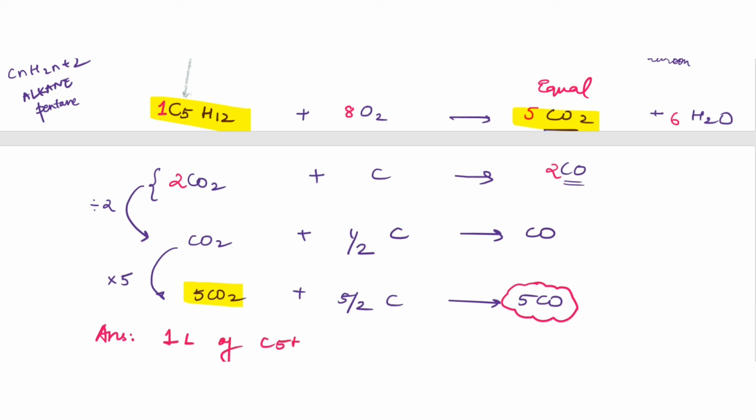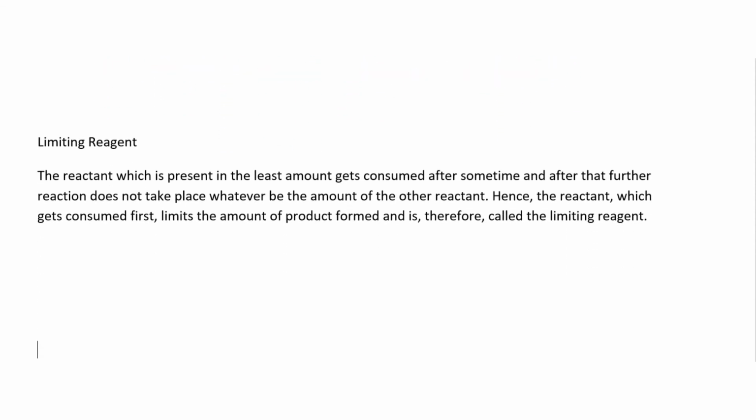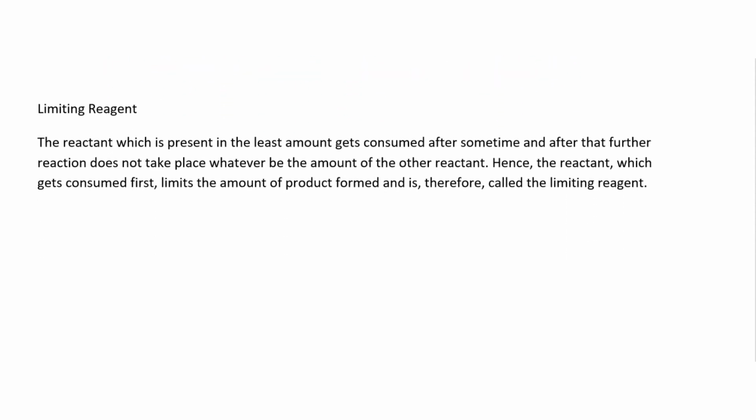The important application of stoichiometric calculation is a topic called limiting reagent. In any chemical reaction, the different reactants may not always be of the same amount or of the required amount.